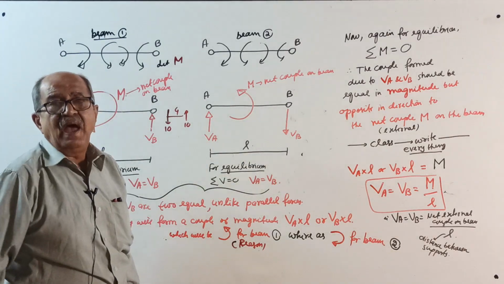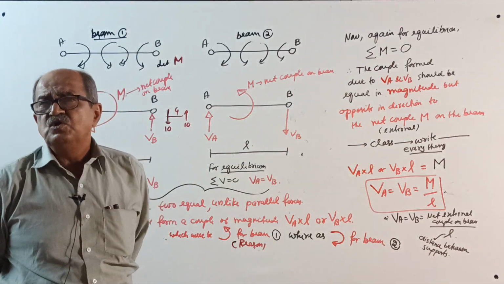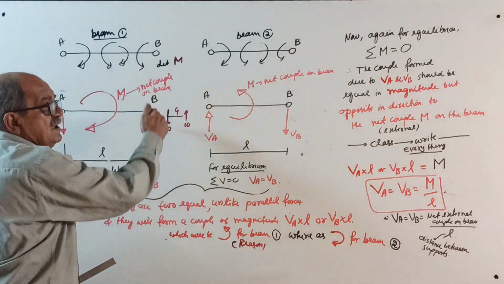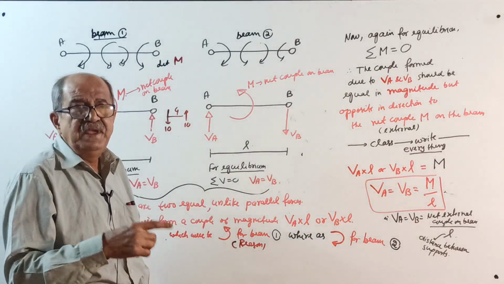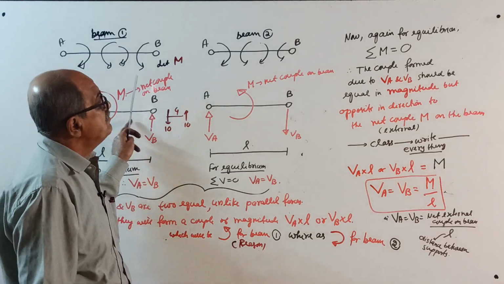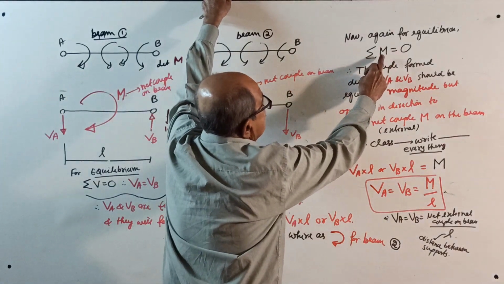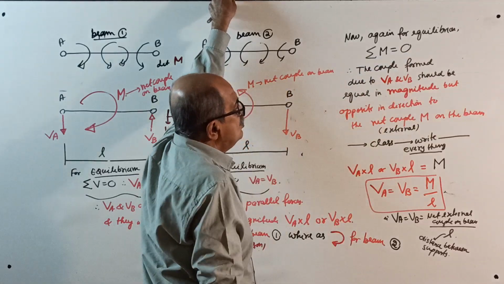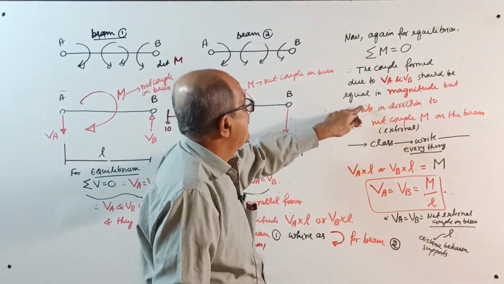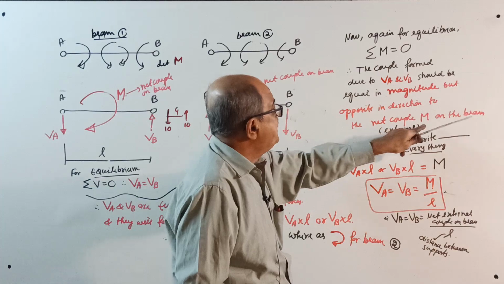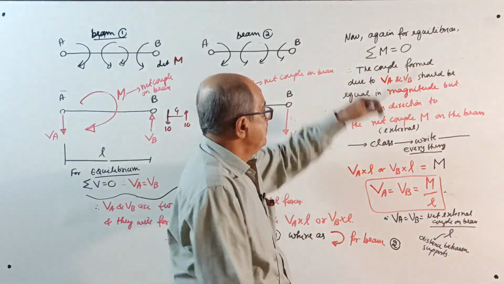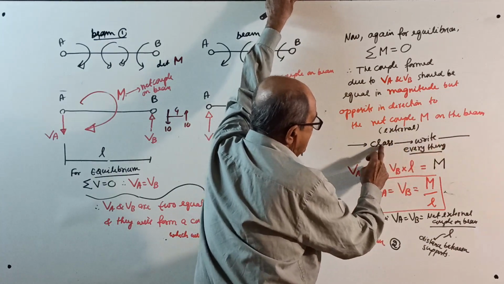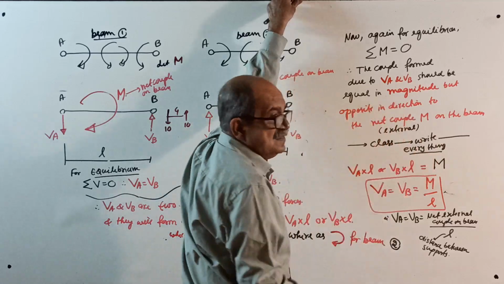For equilibrium, action and reaction should be equal and opposite. So, this couple developed by the reactions will be equal to the external couple M. Now, again for equilibrium, sigma M = 0, the couple formed due to VA and VB should be equal in magnitude but opposite in direction to the net couple M on the beam. Class, write everything I tell now. Now I am writing one thing. Class, write whatever I tell you.